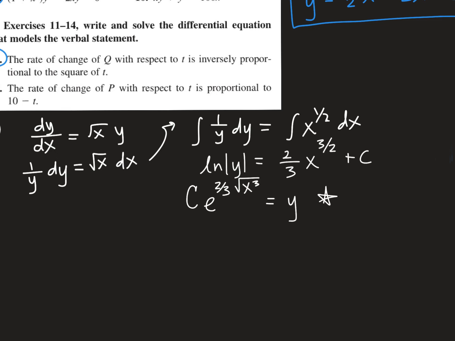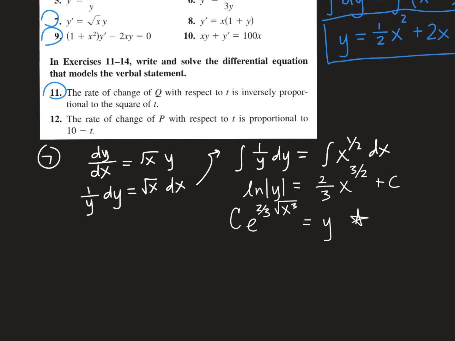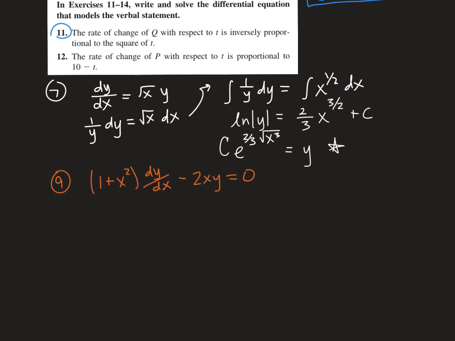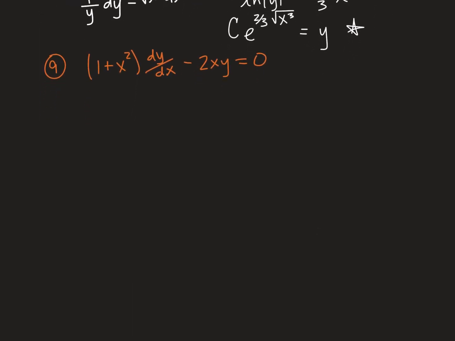There we go. And number 9, it's a little more complex, but it's still kind of the same amount of fun, if not more. So I have 1 plus x squared times dy dx minus 2xy equals 0. All right, this one's a little bit more of a doozy. Let's see where we want to start attacking it. I don't want to distribute the dy dx through because I really want dy dx equals. So let's get dy dx equals.